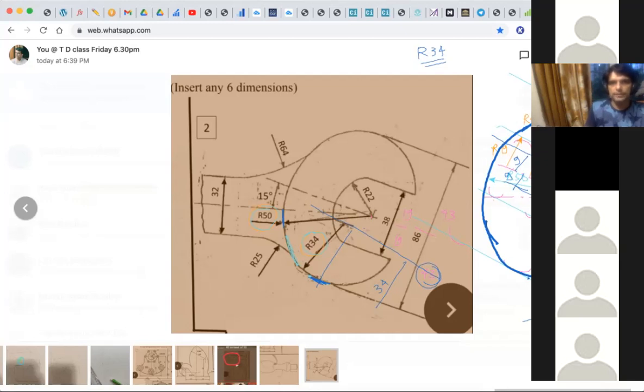Any query in this? Have you understood? See, this is how we can draw. This is radius 34. This is important. In entire sum, this is very important. Otherwise, the remaining part you can do it very fast. So just complete this much.